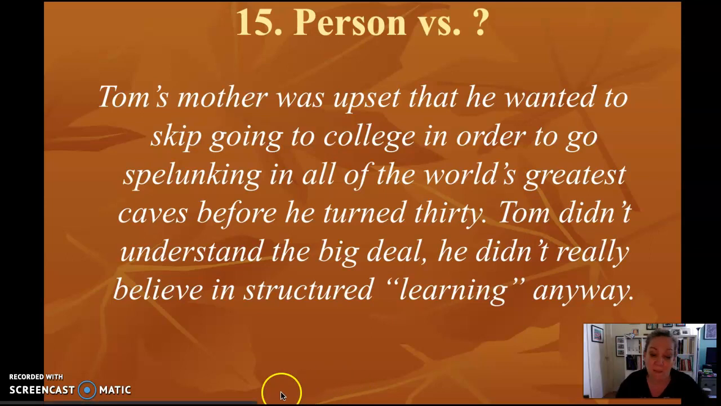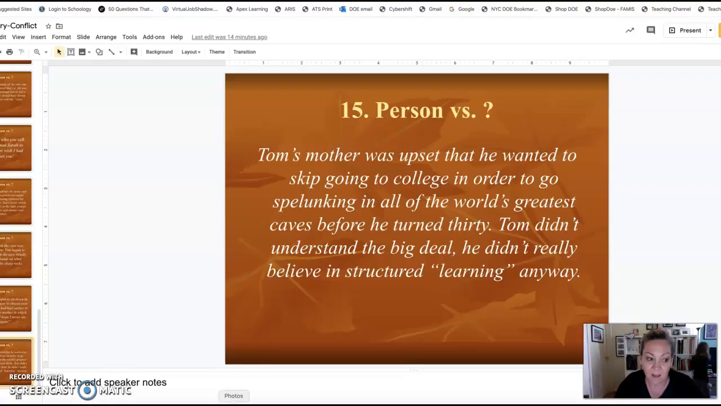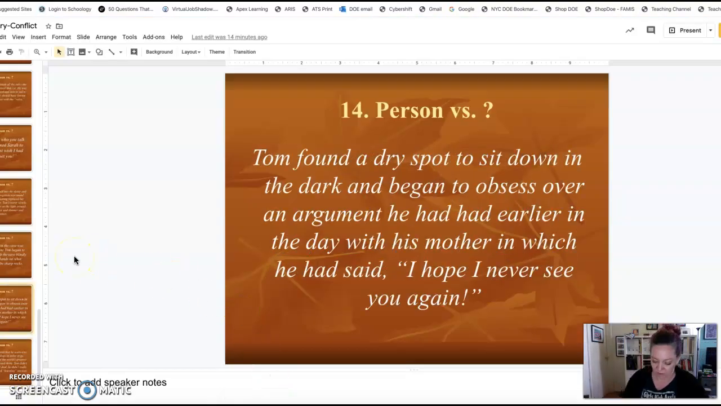All right. So what do we think? I will give you some answers. Number 9, person versus nature. Number 10, society. Number 11, person versus person. Number 12, person versus self. Number 13, person versus nature. Number 14, person versus person. And number 15, person versus society.